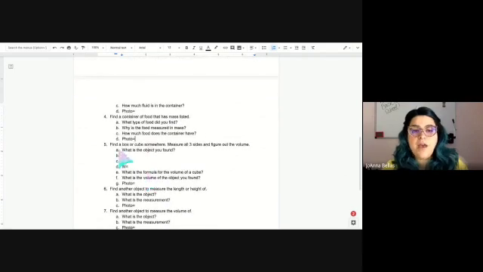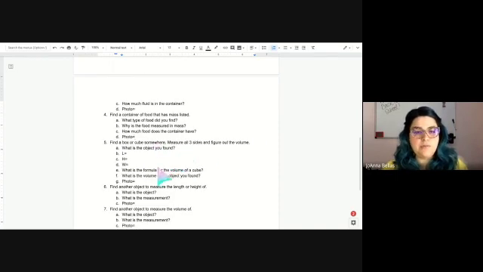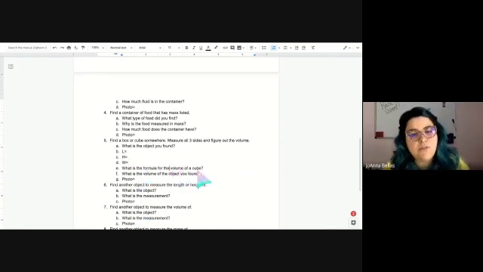Number 5, find a box or cube somewhere. Make sure it has equal sides, so it's not some funky oblong looking thing. You're going to measure all 3 sides and figure out the volume. So what is the object you found? Tell me the length, tell me the height, tell me the width. Again, remember your units. What is the formula for the volume of a cube?